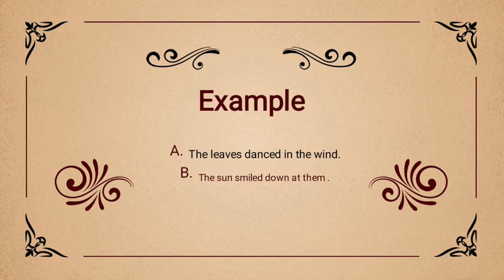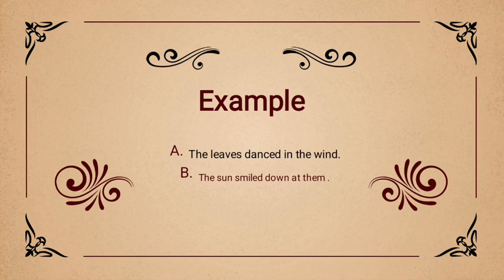Like the leaves danced in the wind. In this example we can see that the leaves are dancing in the wind. We know that it is the quality of a man to dance. A leaf cannot dance. But in this example, the qualities of a human being are given to a non-human being. Now the leaves are dancing like a man, they are acting like human beings.